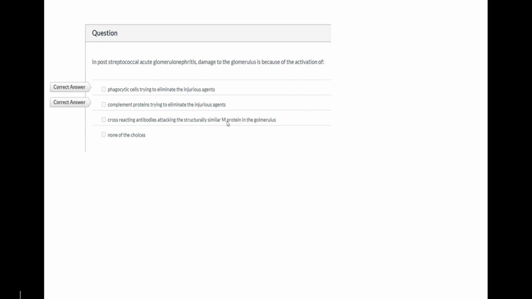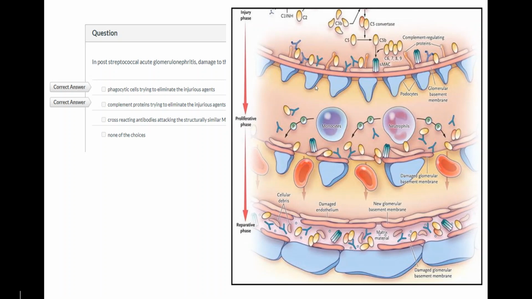Structurally similar M protein in the myocardium. Okay, that is the mechanism for rheumatic fever. So this is the mechanism that I have discussed to you in the lecture. So complement proteins will be activated when there is deposition of antigen-antibody complex. Likewise, your phagocytic cells will also be activated. These phagocytic cells will phagocytize and will remove the antigen-antibody complex. Now, in the process of activating the complement and the phagocytic cells, there is a collateral damage induced to the glomerular tissue.